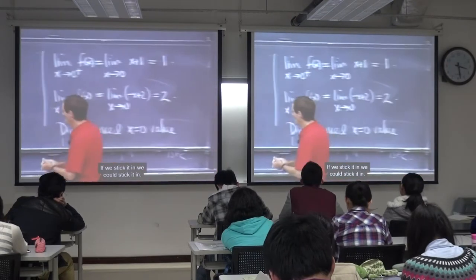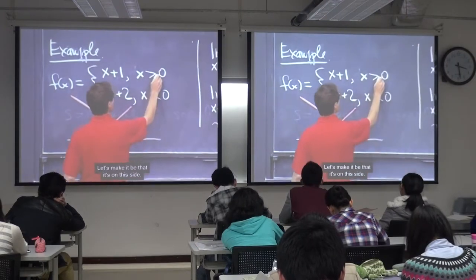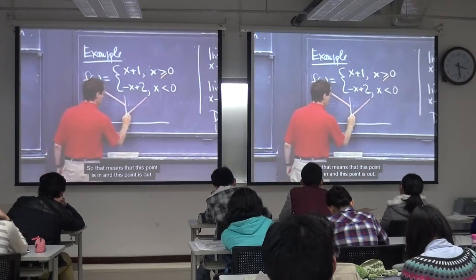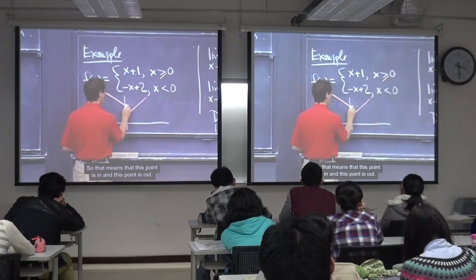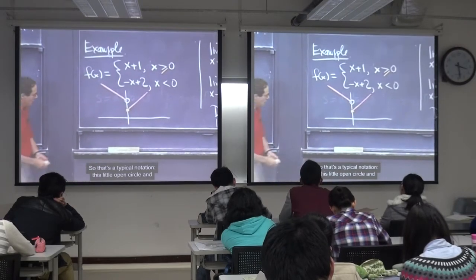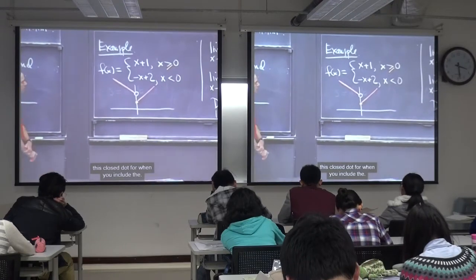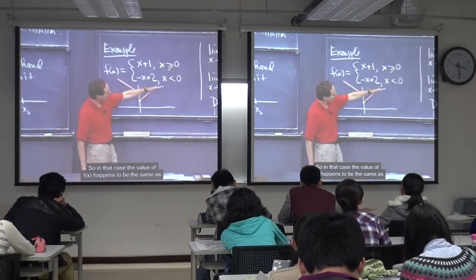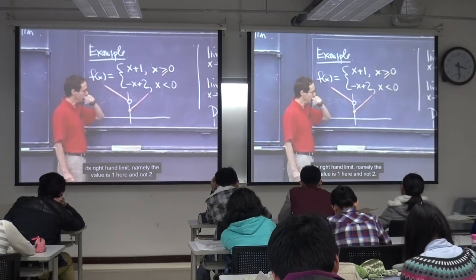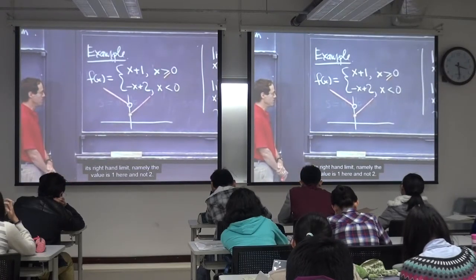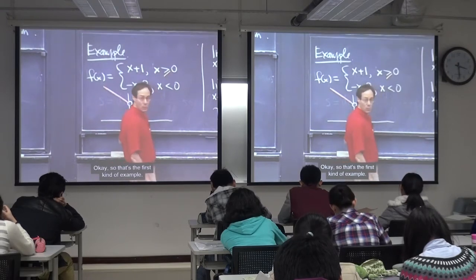If we stick it in, let's say we stick it in on this side. So that means that this point is in, and this point is out. That's a typical notation, this little open circle and this closed dot, for when you included the point. In that case, the value of f of x happens to be the same as its right-hand limit, meaning the value is 1 here, and not 2. Okay, so that's the first kind of example. Question?